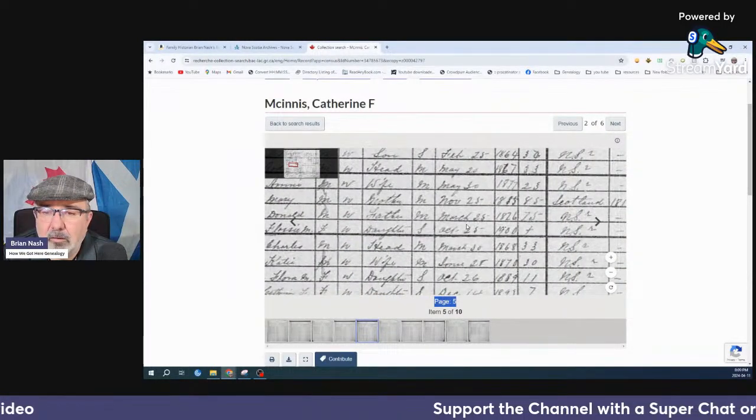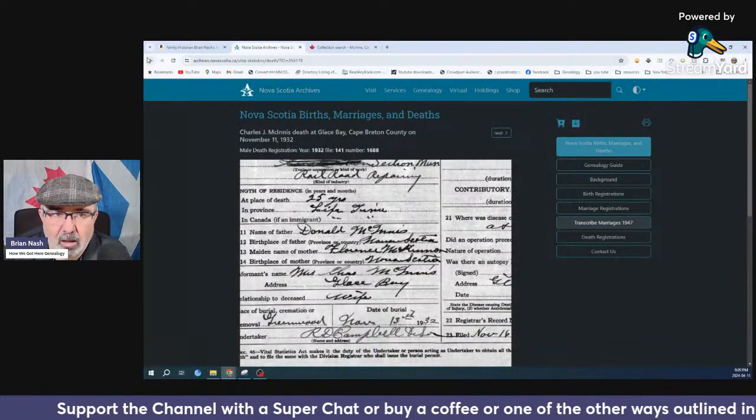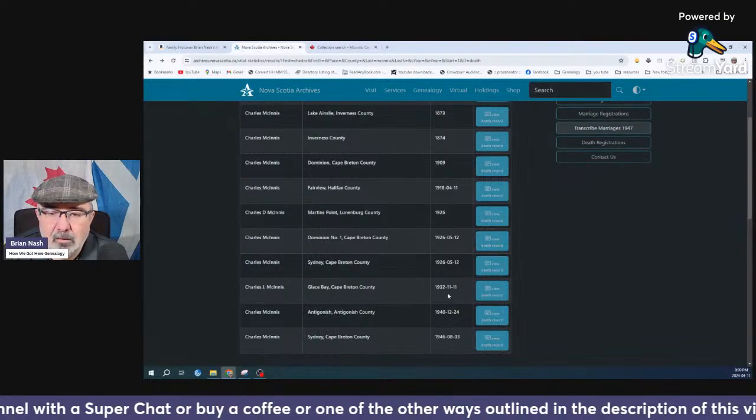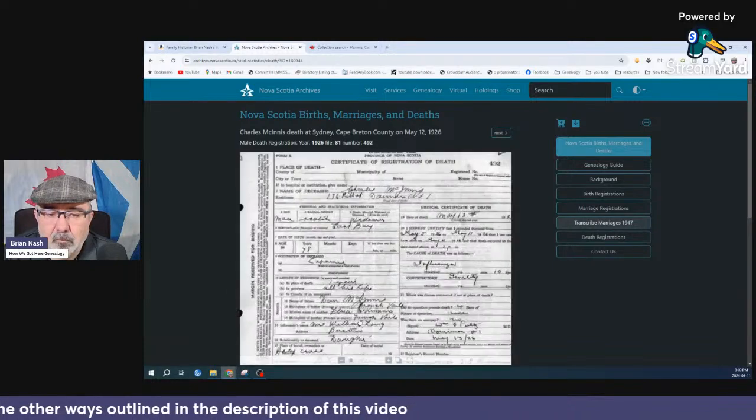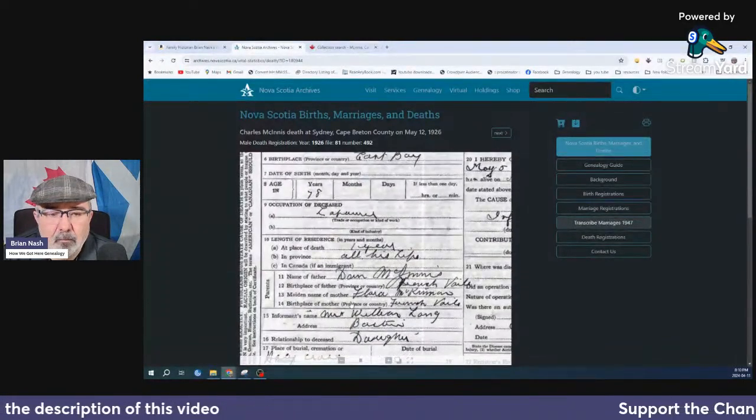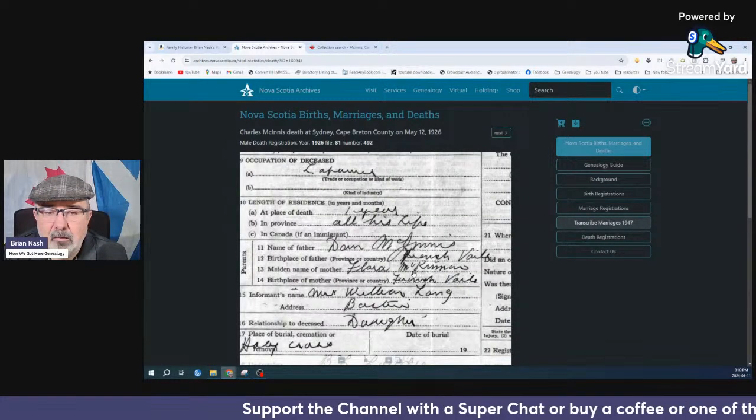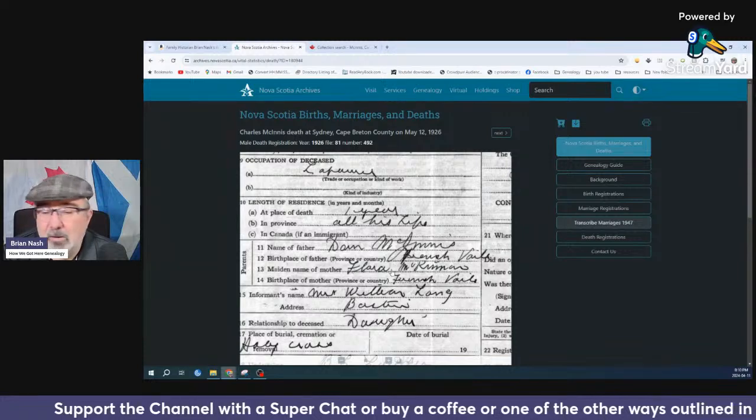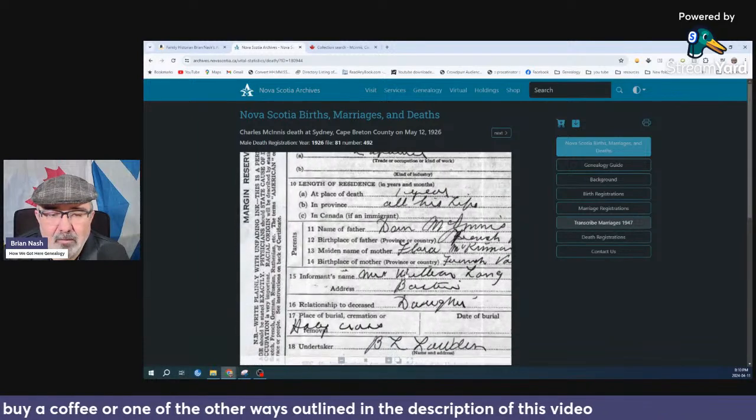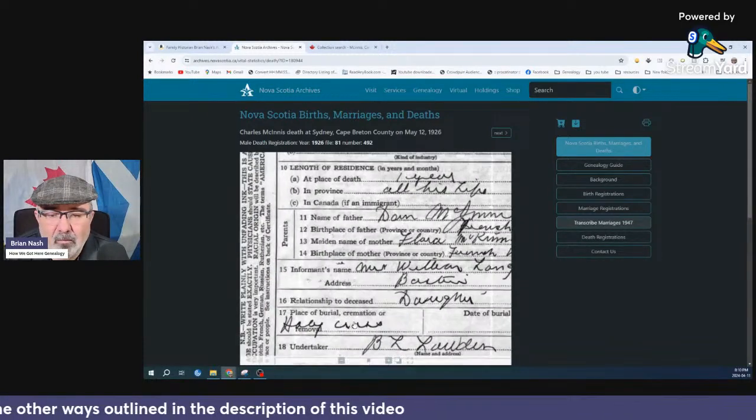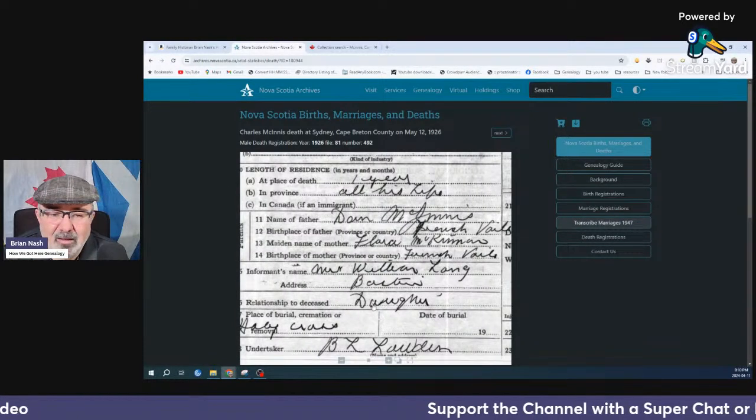So I'm looking here, still looking at March 30th, 1868. Let's go back, and we have the other one that's a possibility, these two. Name of father, Dan McGinnis. Name of mother, Flora McKinnon. It's interesting, another McKinnon. So the informant's name, Mrs. William Lang, daughter.